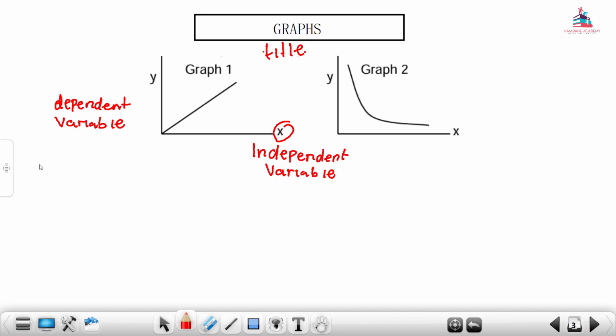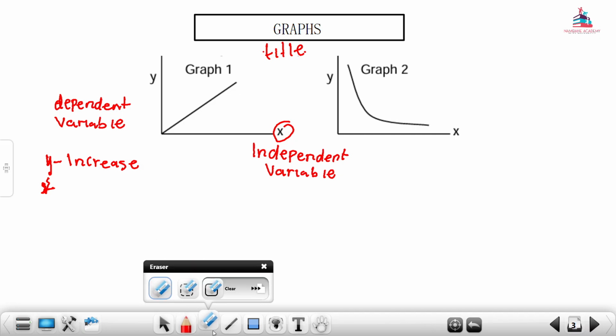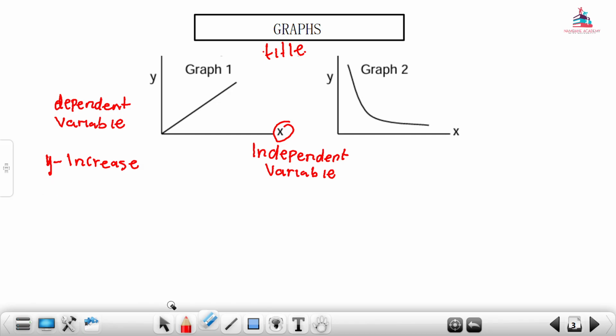What is the difference between these two graphs? The first graph, when y increases, x will increase as well. So what do we mean? We mean that the relationship between your x and your y is going to be a direct proportion relationship. What is direct proportion? When x increases, y also increases.